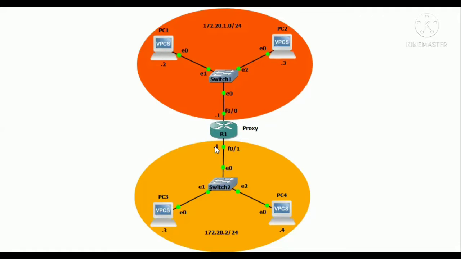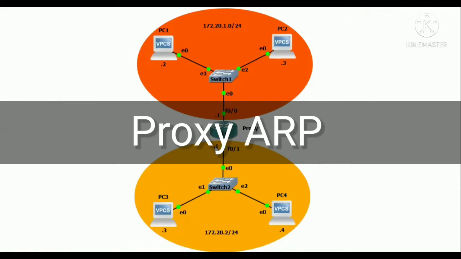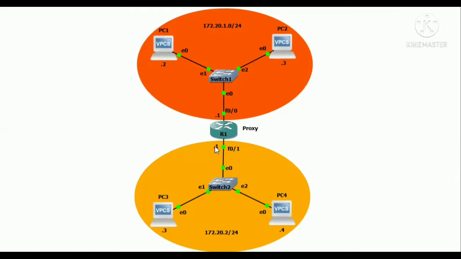In this video, we are going to be learning proxy ARP. Generally, ARP stands for Address Resolution Protocol, which is used to discover the MAC address of the directly connected peers, or the peers which belong to the same subnet. But proxy ARP is completely different from the traditional ARP.